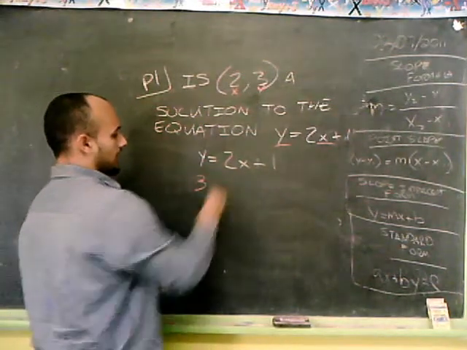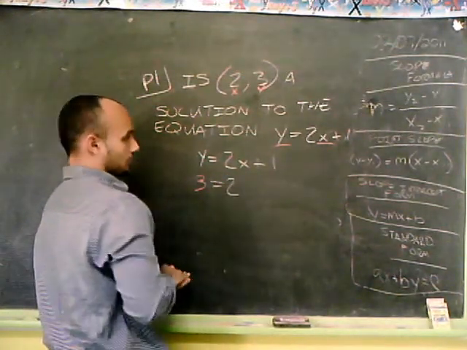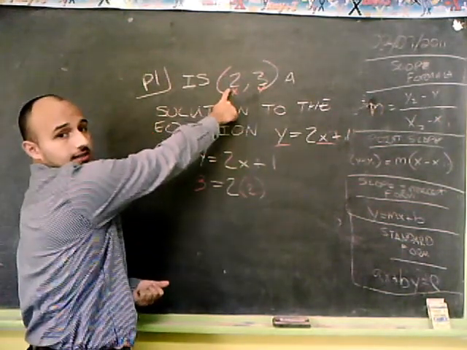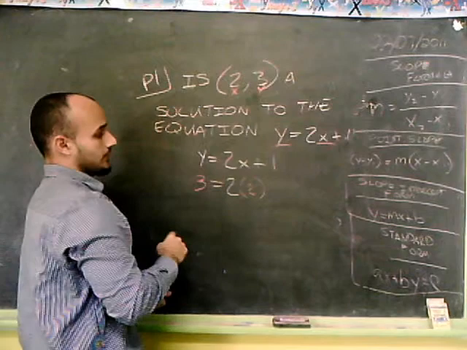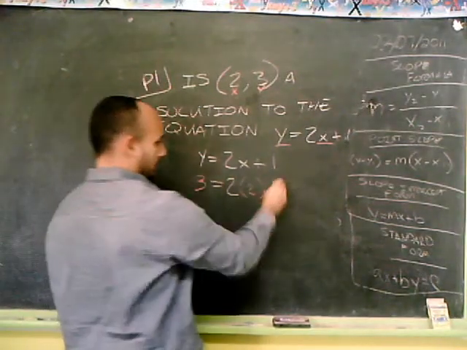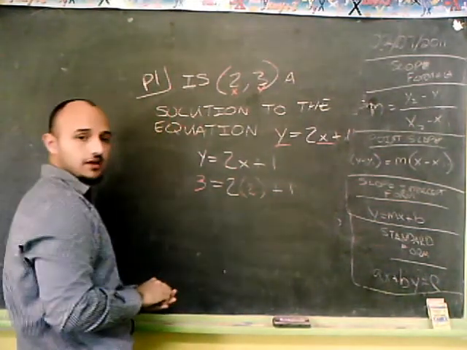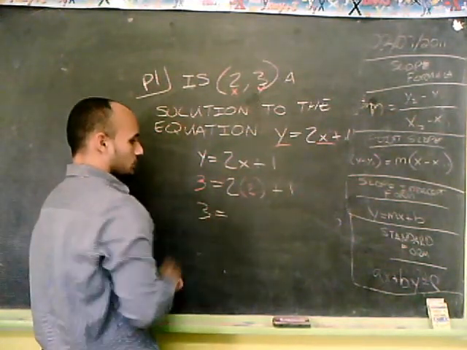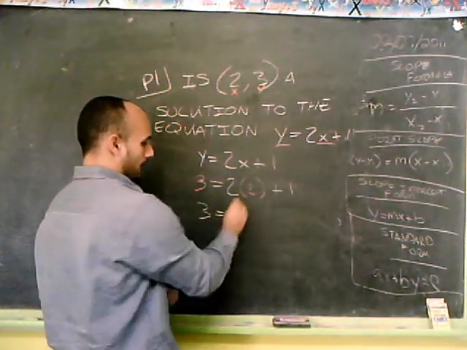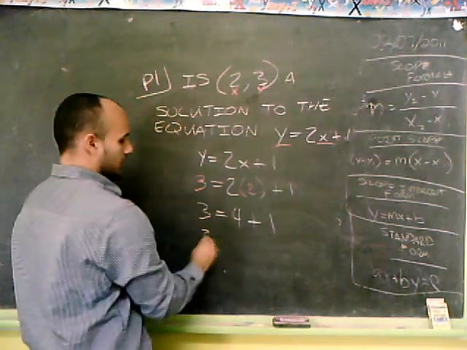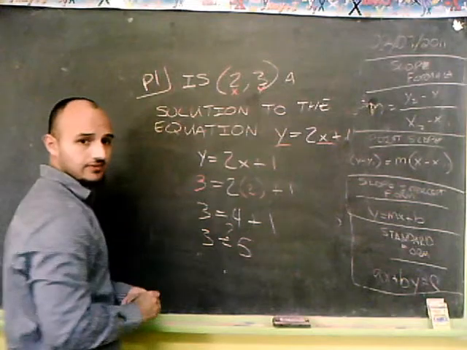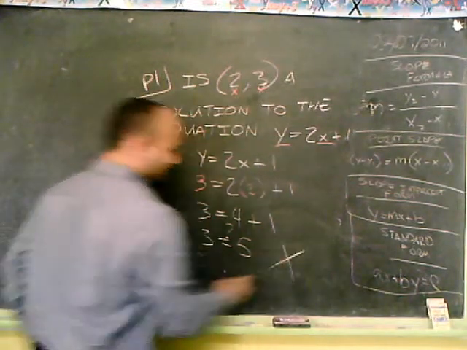And then I'm going to plug in a 2 for x. But why? It's right there. x is 2. y is 3. Plus 1. Let's see if this comes out as equal. See if it makes sense. 3 equals 2 times 2, which is 4, plus 1. 3 equals 4 plus 1, which is 5. Is that true? Is 3 equal to 5? If not, what do you write?